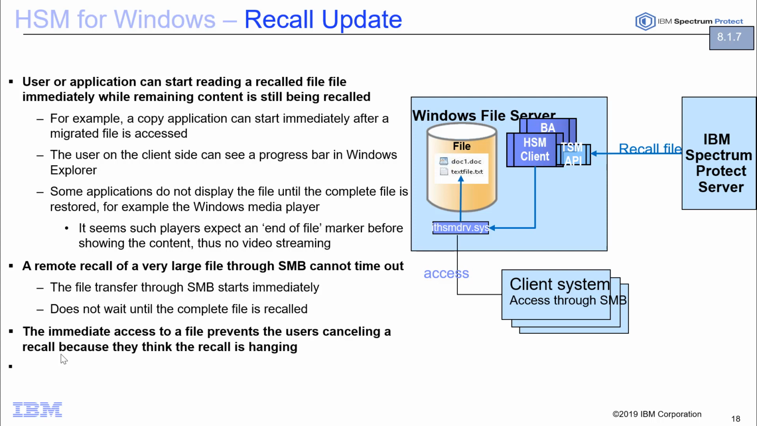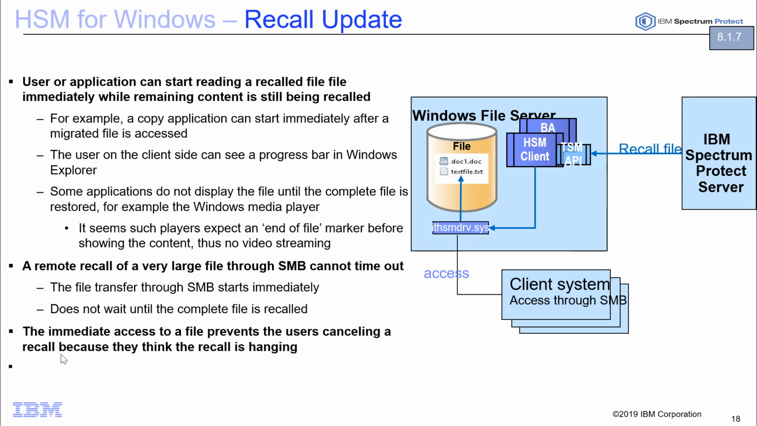On HSM for Windows, we've done a recall update. Now when users or applications start recalling a file, they'll be able to immediately access that content even before the entire content is recalled. So for example, if you're doing a copy process of a recalled file, that copy process will start immediately, even before the entire file has been recalled. The user will see on the client side a progress bar on how much data has been recalled.